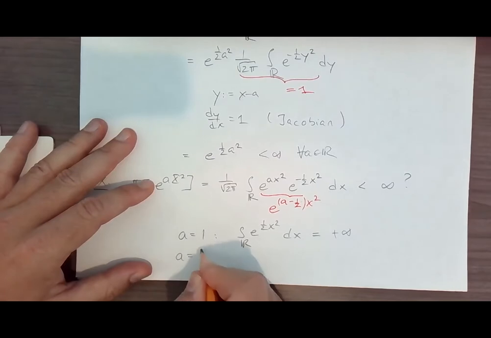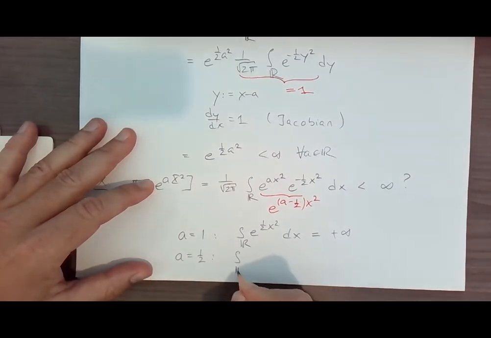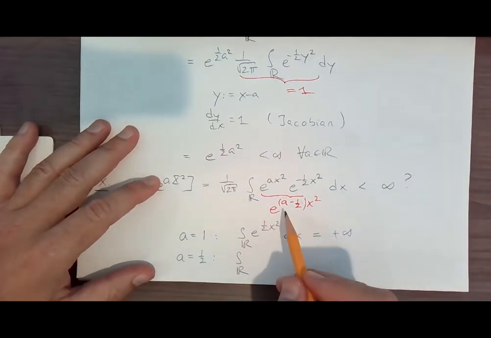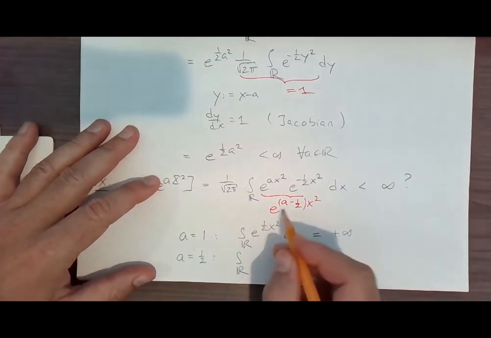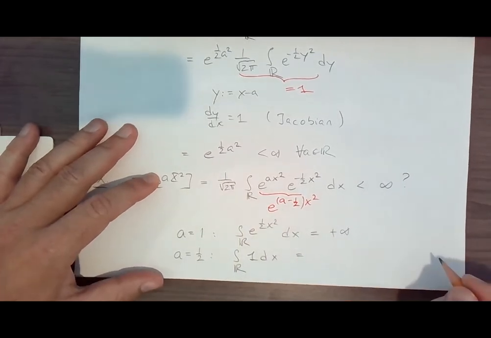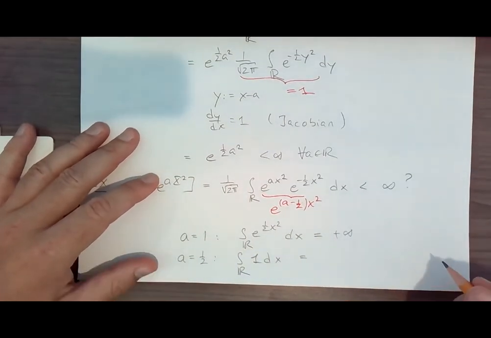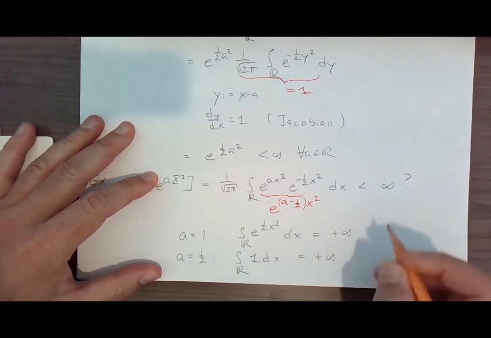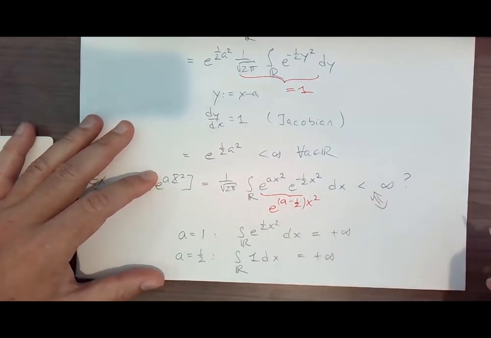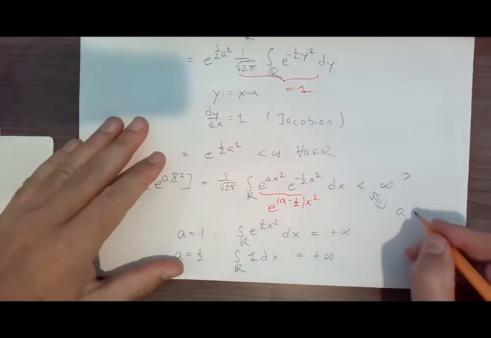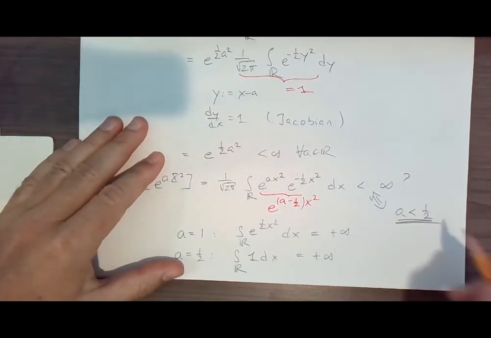What about if I put in a 1/2 here? Then I'll have a 1/2 minus a 1/2. This is a 0, so exponential of a 0. This is 1. What would I get here? Infinity as well. So what's the condition? It has to be less than 1/2. Right, so that's the one.